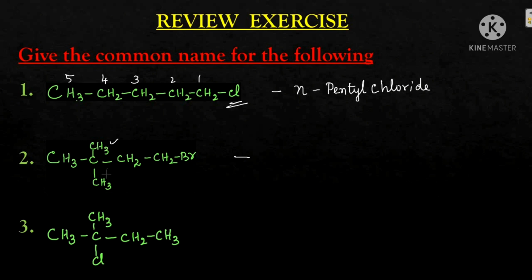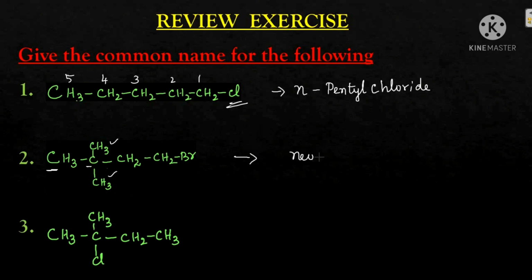Two methyl groups are attached to a carbon atom which is next to the end carbon. This is the end carbon, right? So two methyl groups are attached to a carbon atom which is next to the end carbon. That means it is neo, right? The prefix is neo.